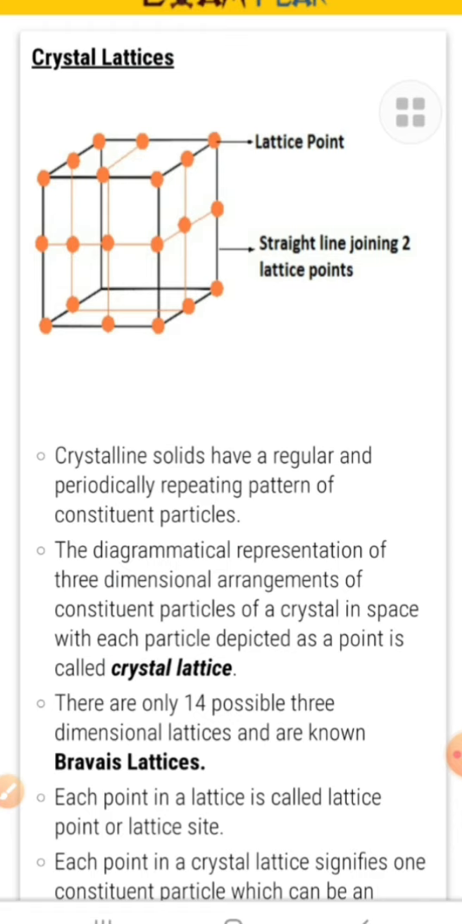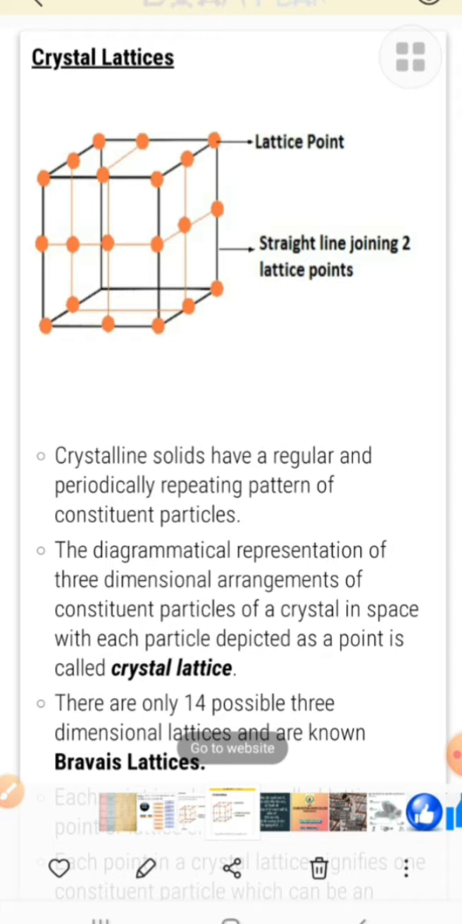What are Bravais lattices? The 14 possible three-dimensional lattices are called Bravais lattices. Each point in a lattice is called a lattice point or lattice site. There are 7 crystal systems.